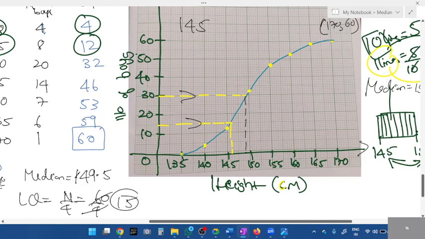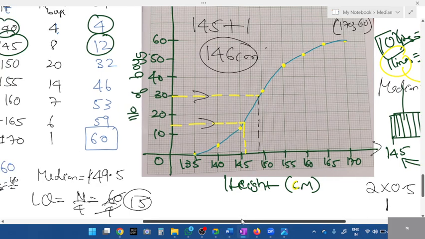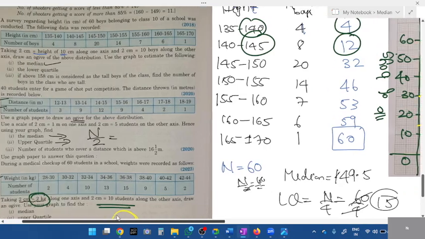Each line is how many centimeters? 0.5. So 2 into 0.5. What is 2 into 0.5? 1. So the answer is 145 plus 1, which is 146 centimeters. This is the answer for lower quartile, 146 centimeters. Upper quartile, lower quartile, median, we start from the y-axis.